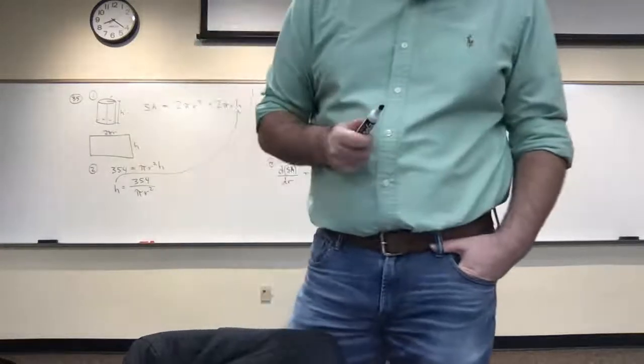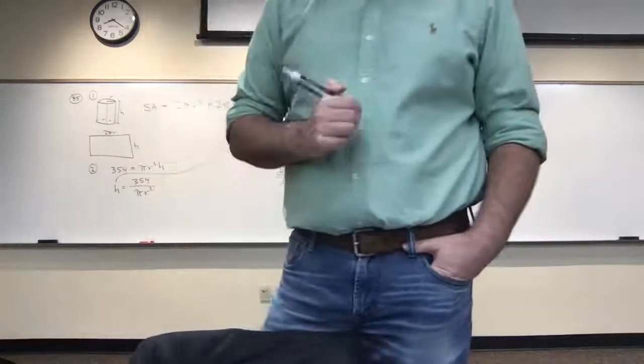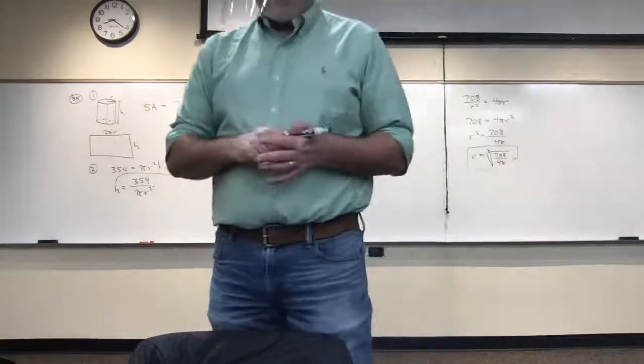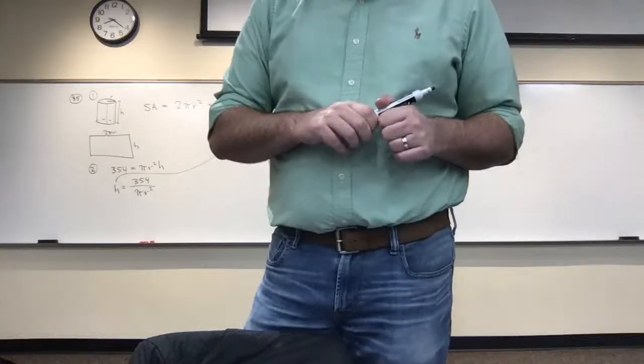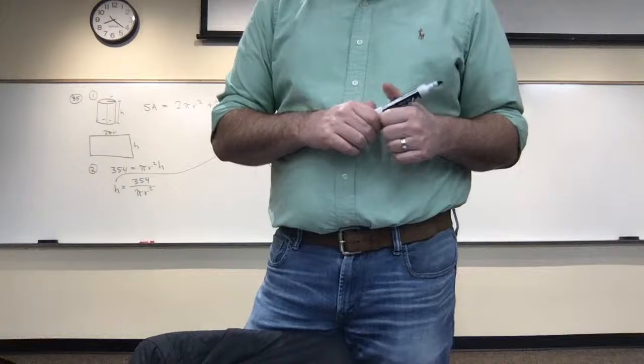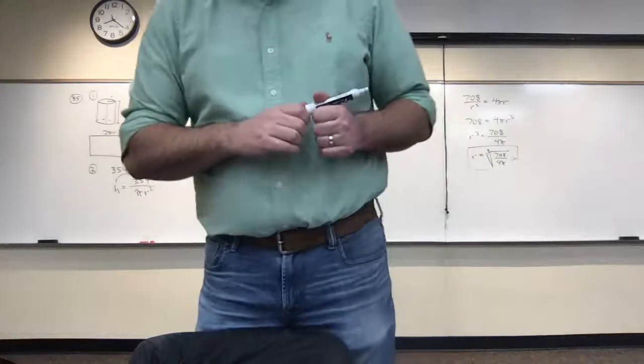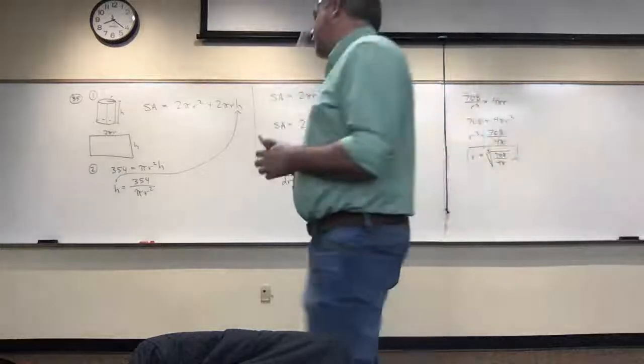48. I probably won't do the whole thing, but we can look at it. So we've got a cylinder and a sphere. Find the height H, radius R, and volume of a right circular cylinder with maximal volume that's inscribed in a sphere of radius capital R. Okay.